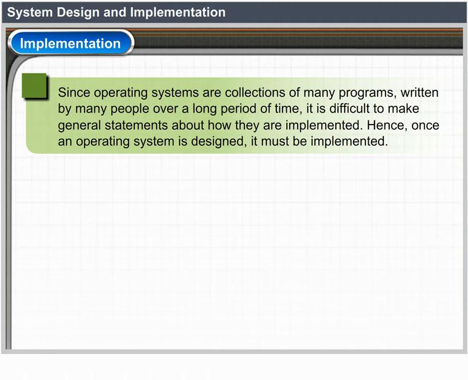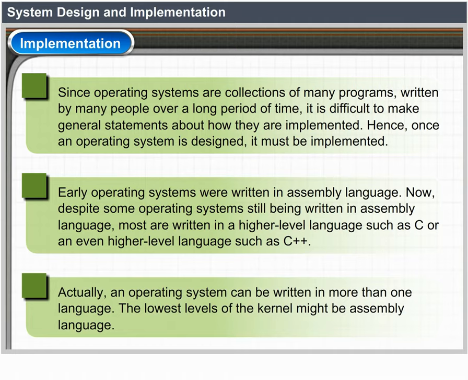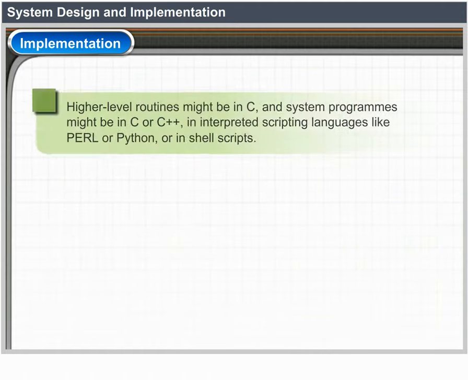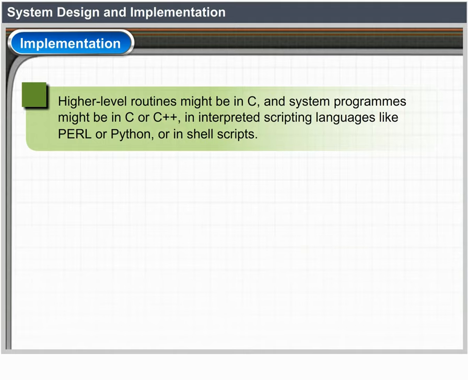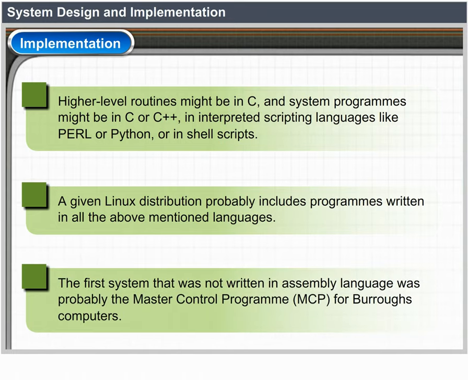Early operating systems were written in assembly language. Now, although some operating systems are still written in assembly language, most are written in a higher level language such as C or an even higher level language such as C++. Actually, an operating system can be written in more than one language. The lowest levels of the kernel might be assembly language. Higher level routines might be in C, and system programs might be in C or C++, in interpreted scripting languages like Perl or Python, or in shell scripts. In fact, a given Linux distribution probably includes programs written in all of these languages. The first system that was not written in assembly language was probably the Master Control Program, MCP, for Burroughs Computers.